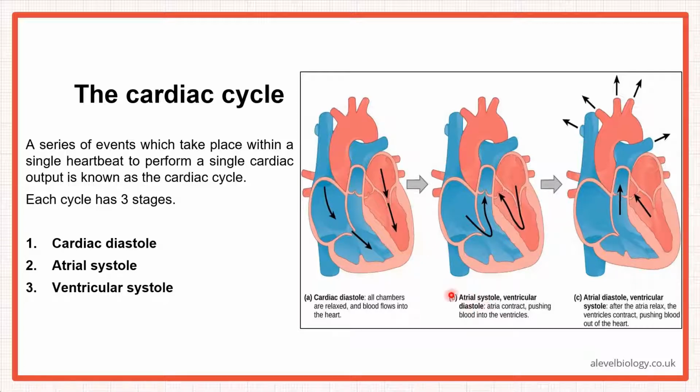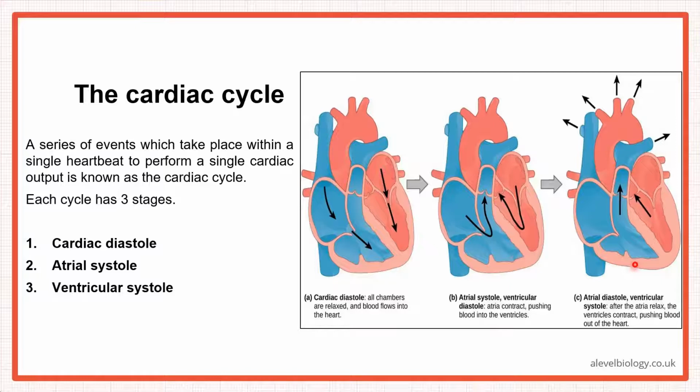Then atrial systole is the part when the atria are contracting. Both of the atria are contracting and sending the blood into the ventricles, right? But when the atria are contracting, the ventricles are relaxing at that time. So atrial systole is at the same time ventricular diastole. The atria contract, pushing blood into the ventricles.